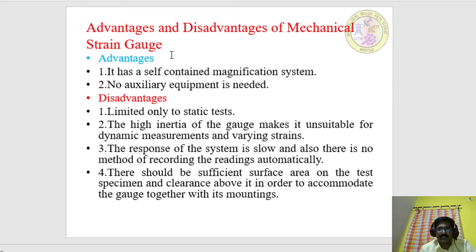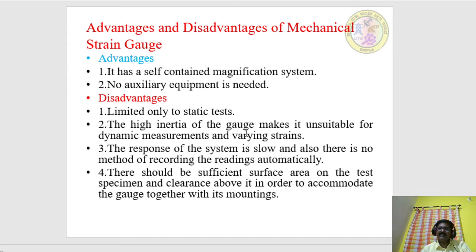Now the advantages and certain disadvantages of mechanical strain gauges. Under advantages, it has a self-contained magnification system. There is no complicated system at all. No auxiliary equipment is needed. There are no extra attachments at all. Then the disadvantages or limitations: it is limited only to static tests, right? So if an object is in an idle condition, you can test it.